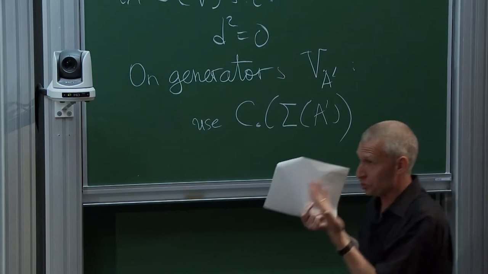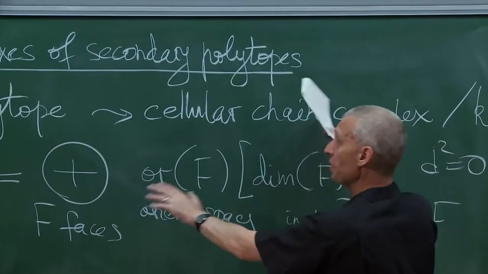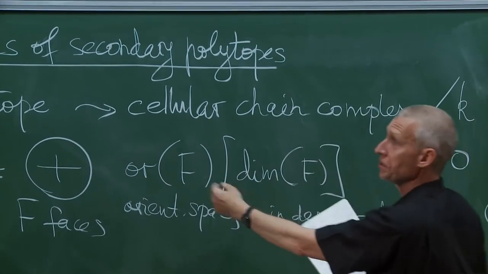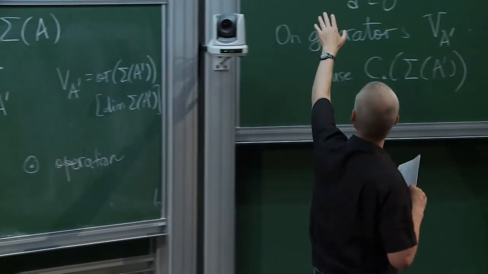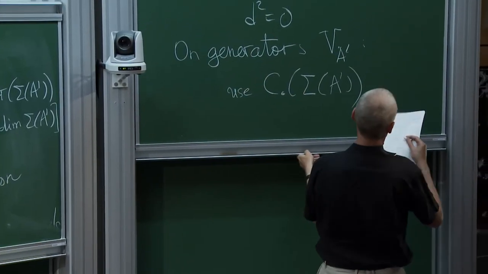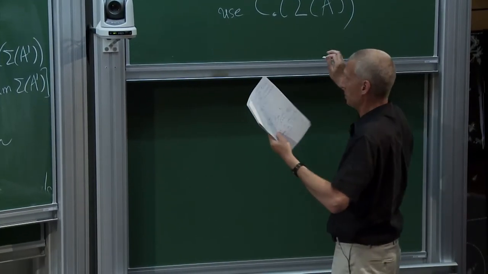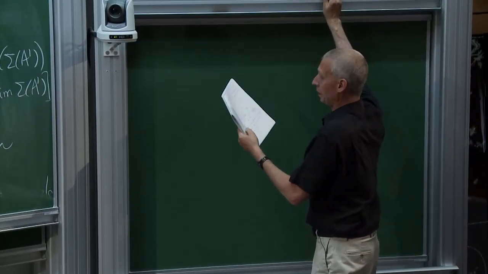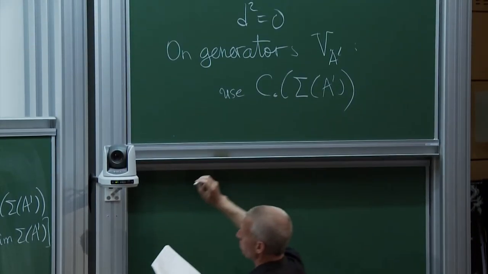The chain complex of an individual polytope is a finite dimensional thing. But because of the regularity present in this factorization property, they can be combined together into a differential and infinite dimensional algebra. So the algebra itself is infinite dimensional, though it will be finitely generated. So we use the chain complex of the secondary polytope.